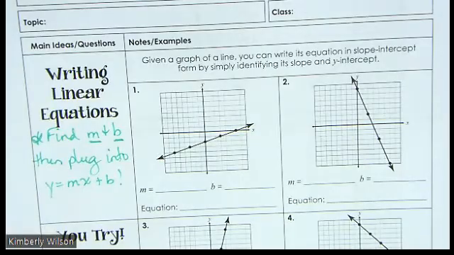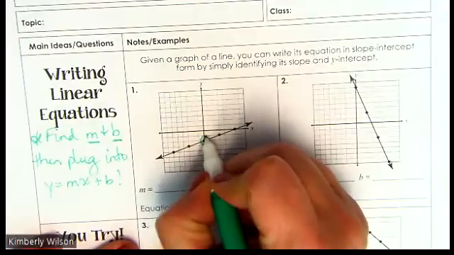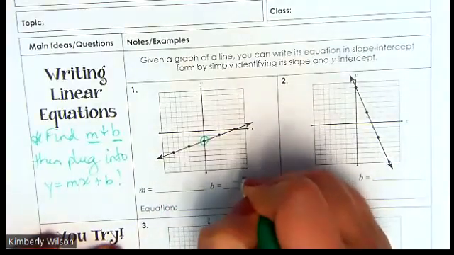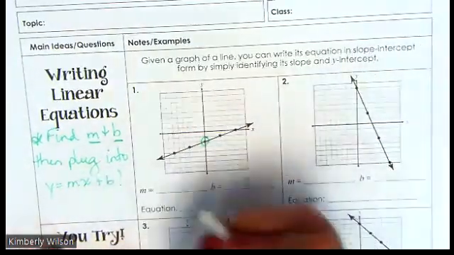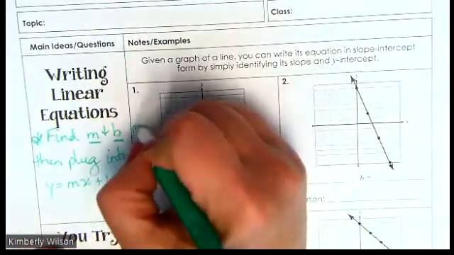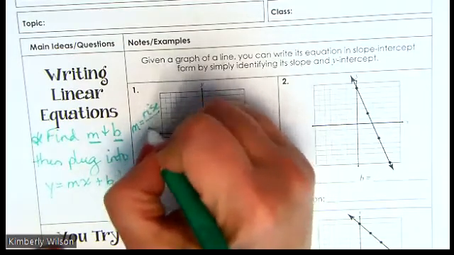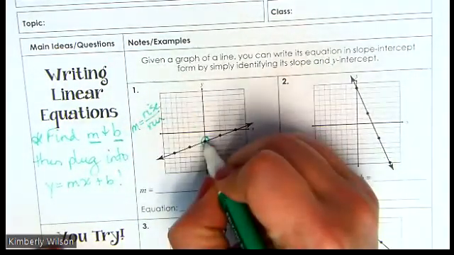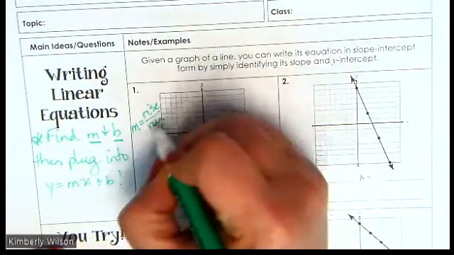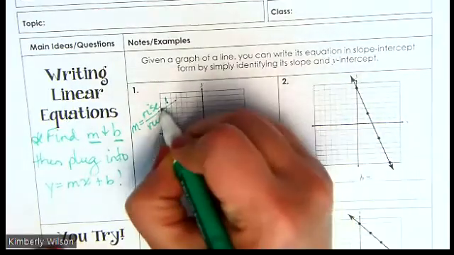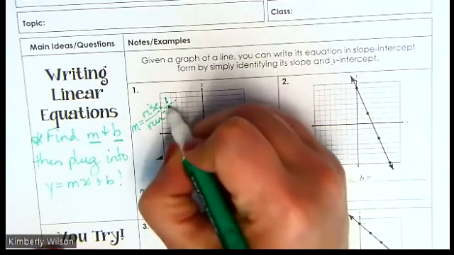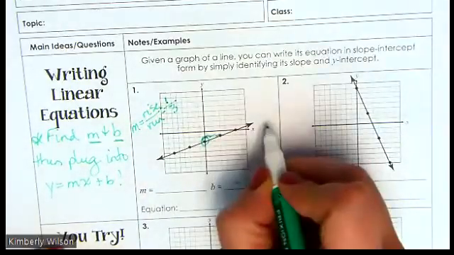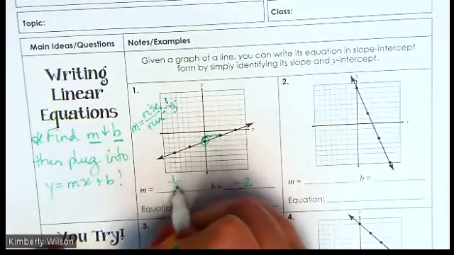That's what we're doing. So I always start with the b. Where does it cross the y-axis? It's crossing here, which is at -2. So now I pick any 2 points and I'm figuring out my rise. Remember that slope is rise over run. So I'm going to go up 1. And how much am I running? 1, 2, 3. 1 over 3. This is a positive slope, so it should be a positive answer. So my slope is 1/3.